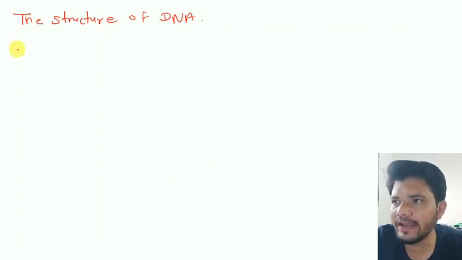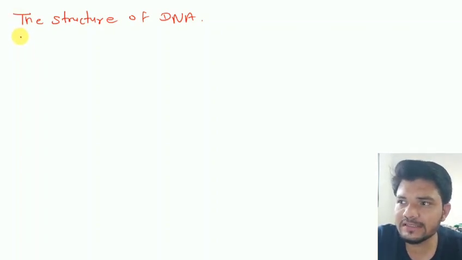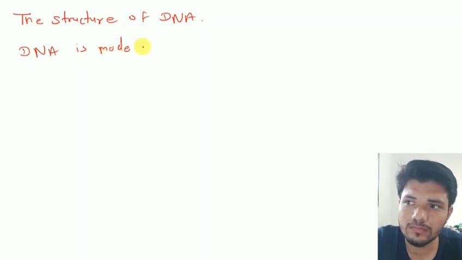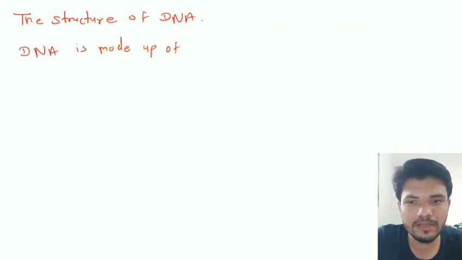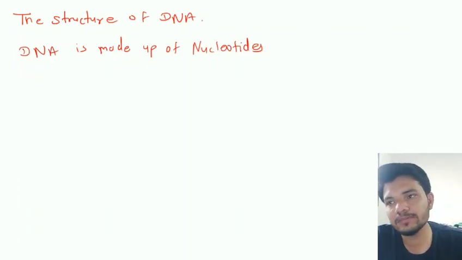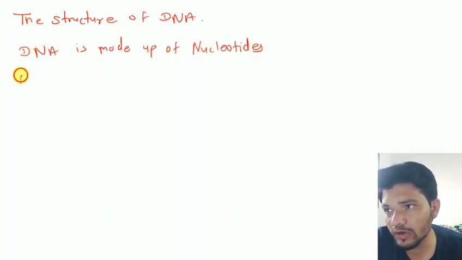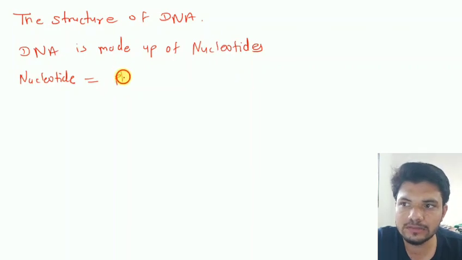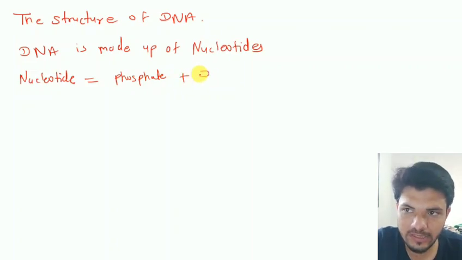Okay, so let me write, we can write this as: DNA is made up of so many nucleotides, and nucleotide is made up of three things. First is the phosphate, second the sugar which is deoxyribose sugar.